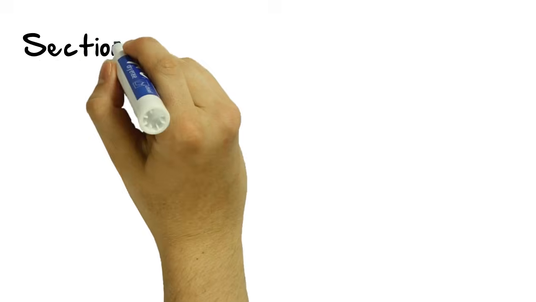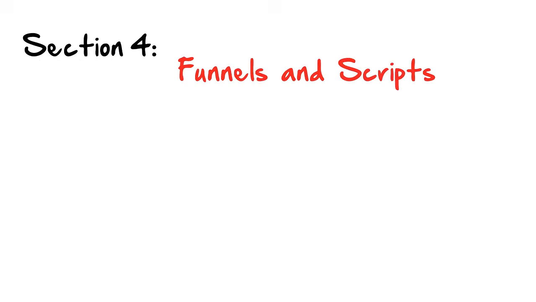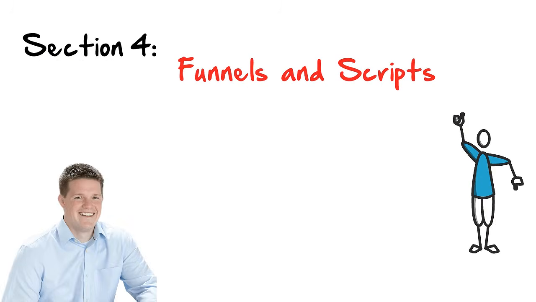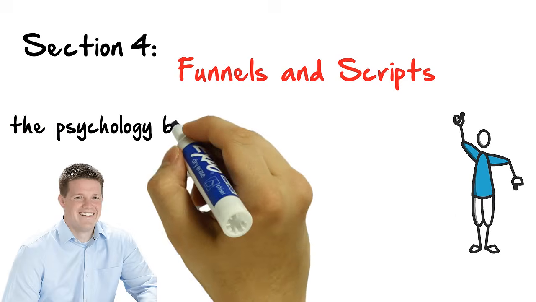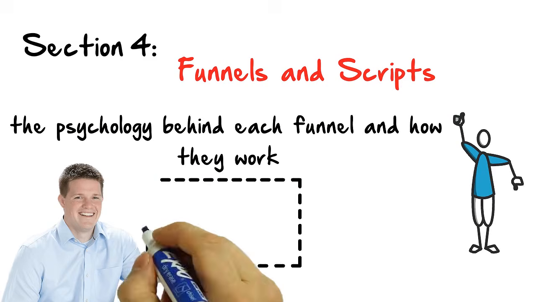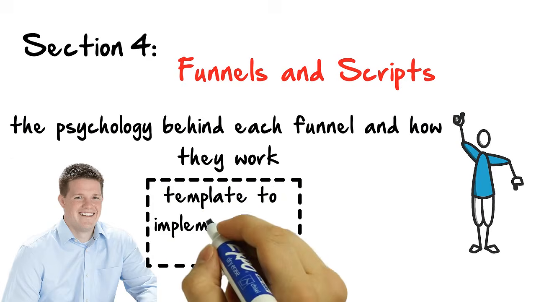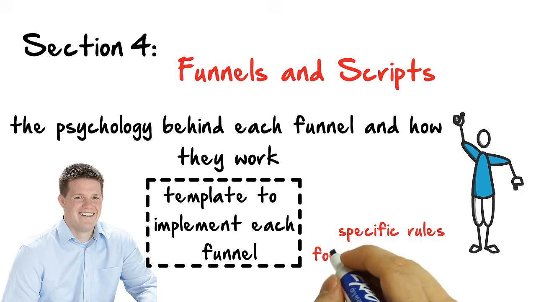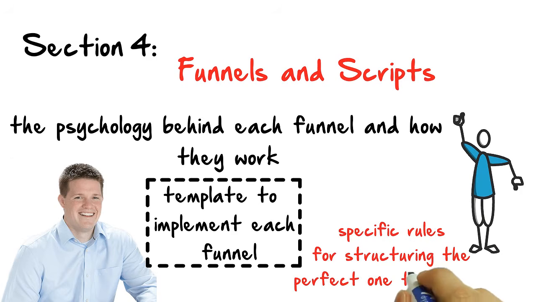Section 4. Funnels and Scripts. I found Section 4 to be the real gem of the book. This is where Russell goes into detail about some of his best sales funnels. We learn the psychology he uses behind each funnel and how they work. Then, most helpful of all, he provides you with fill-in-the-blank templates so you can implement each funnel for your own business. He also goes over the specific rules he uses for structuring the perfect one-time offer.